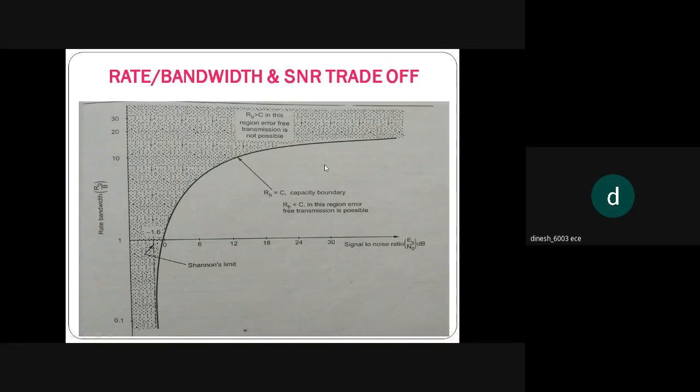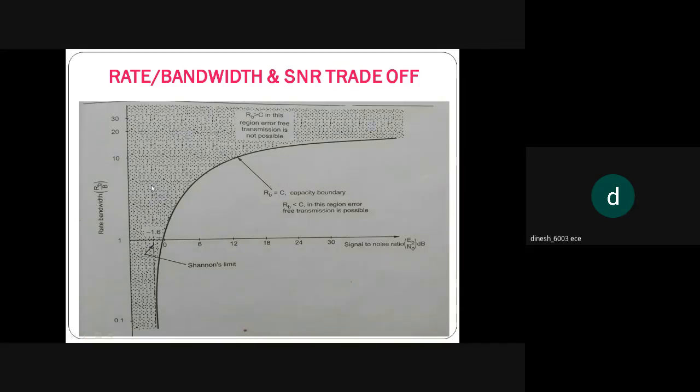The region where Rb is equal to C is your capacity boundary region. Beyond this, we will have two cases: one is Rb greater than C, another is Rb less than C. If Rb is greater than C, this region will have more errors. In Rb greater than C, there will be more errors.